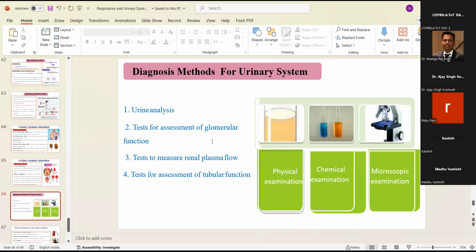Second is a test for assessment of glomerular filtration. Here we can measure the GFR of the kidney with the help of chemicals like inulin. Third method is a test for measurement of renal plasma flow. Here also we can use some dye to examine the renal plasma flow. And last, with the help of tubular functions, we can also diagnose urine related disorders.